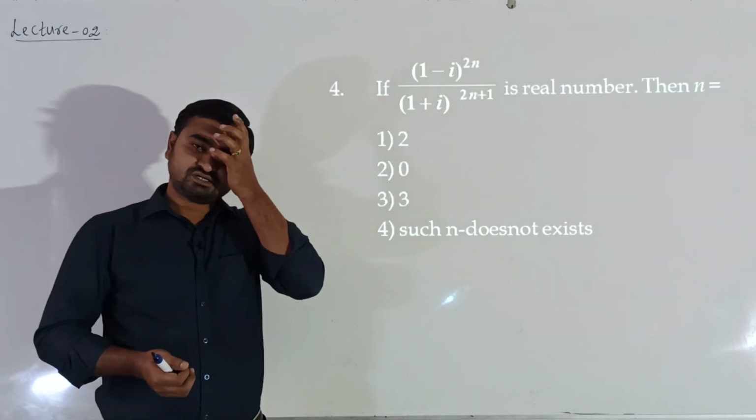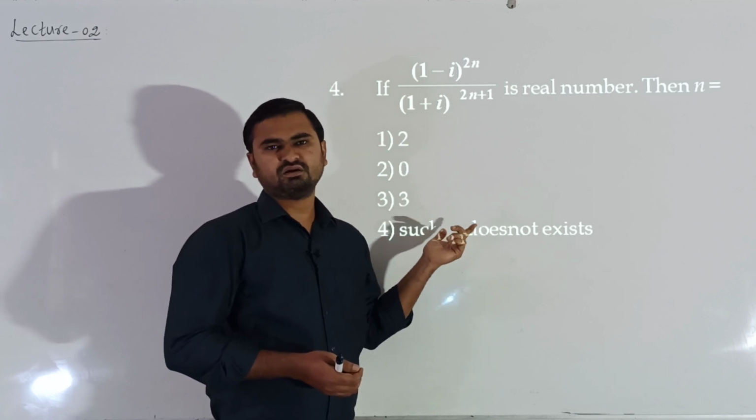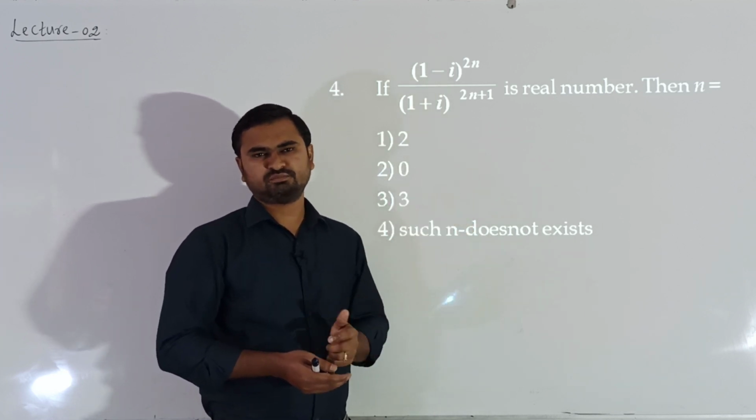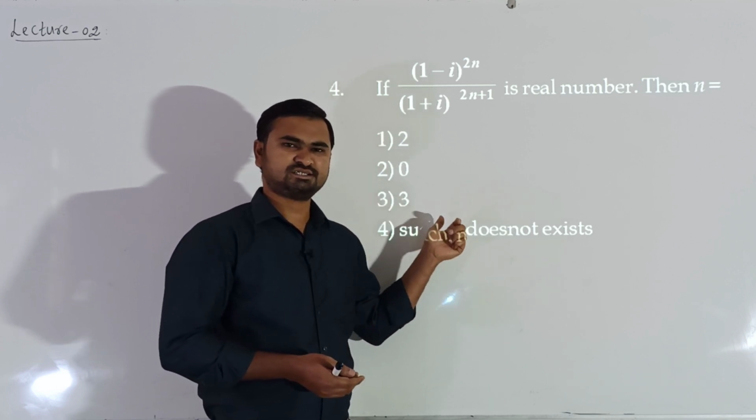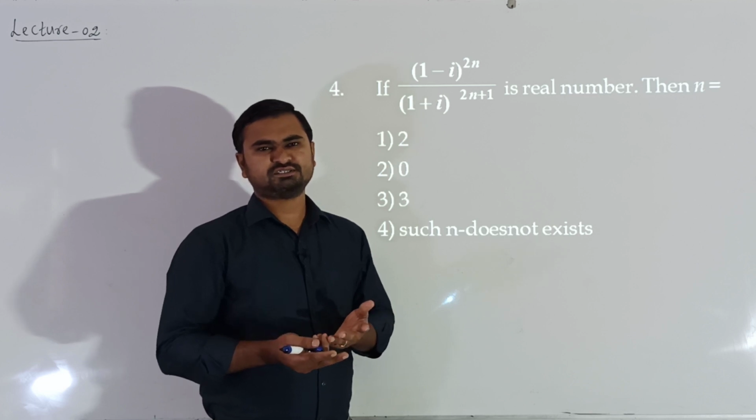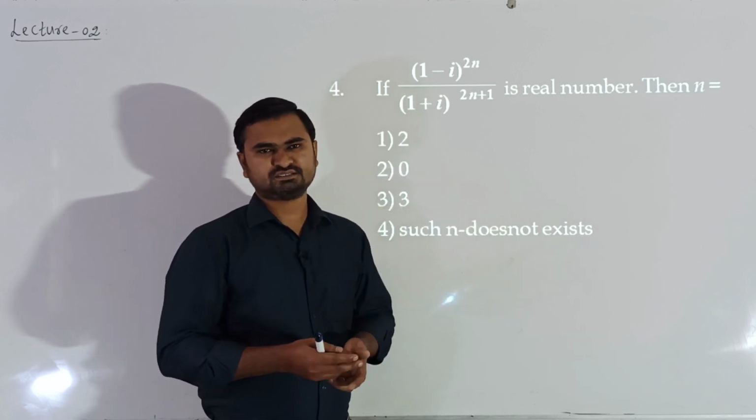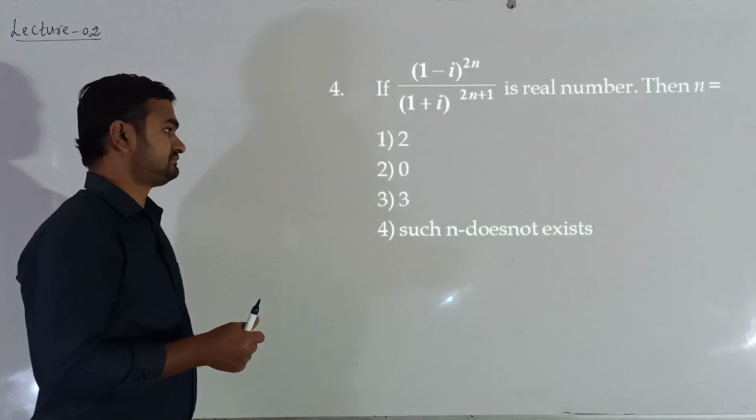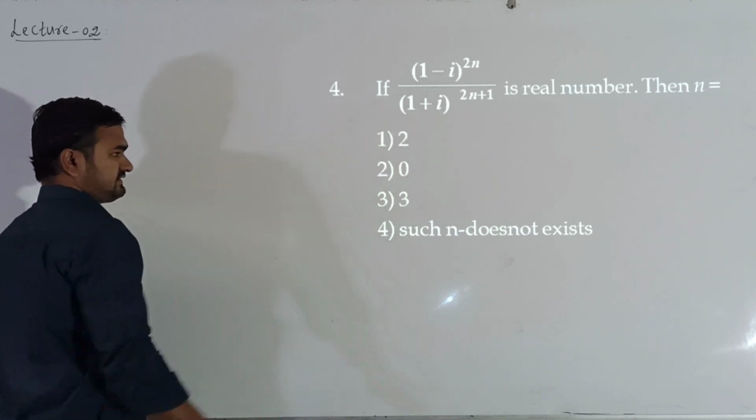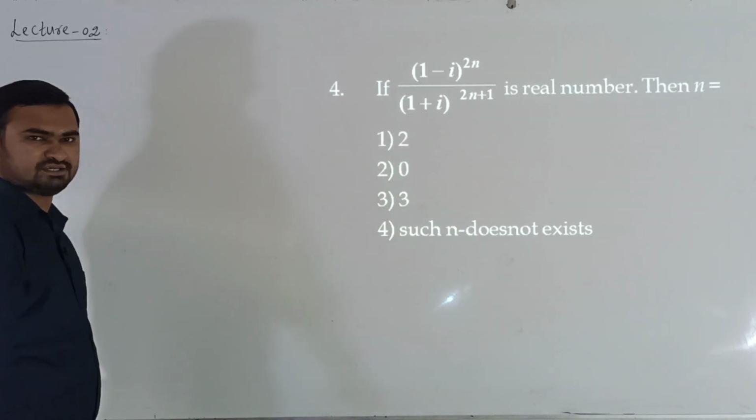Whenever we are solving objective problems, there can be more than one method. Here the method of solving is not important, what is important is getting the answer. Whatever method you follow, there may not always be a unique method to solve objective problems. So one thing I can do is substitute the options and see which option satisfies. If none of these three satisfies, then we write such n does not exist.